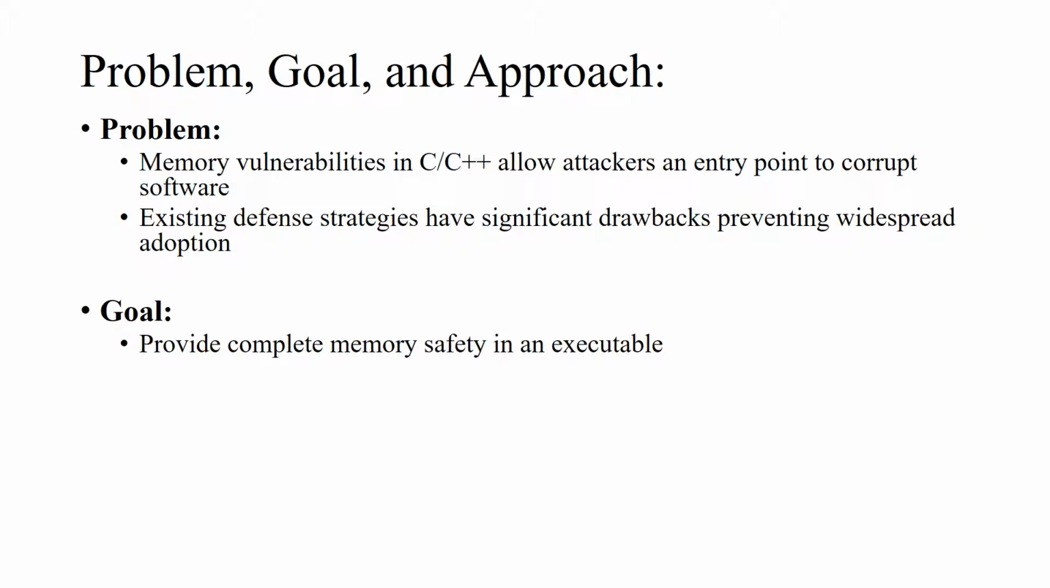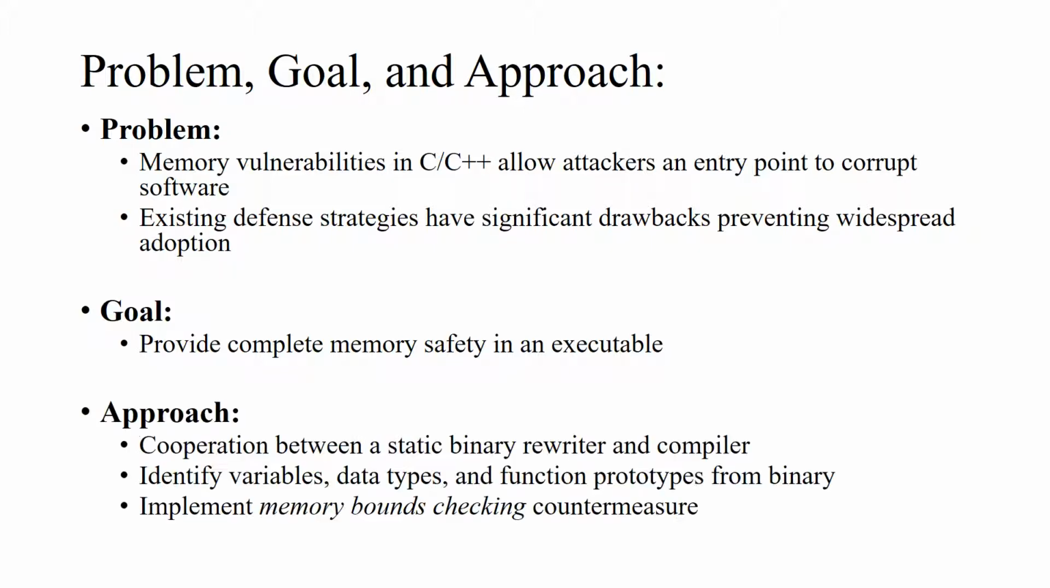With that in mind, the goal of this work is to implement complete memory safety at the executable level, meaning that the source code need not be present to provide a reliable countermeasure. Our approach is to utilize a static binary rewriter in cooperation with the low-level virtual machine compiler infrastructure. Our goal is to disassemble an executable to a human-readable representation where we can then identify variables, data types, and function prototypes and implement a memory-bound checking countermeasure to thwart attacks on programs' memory.